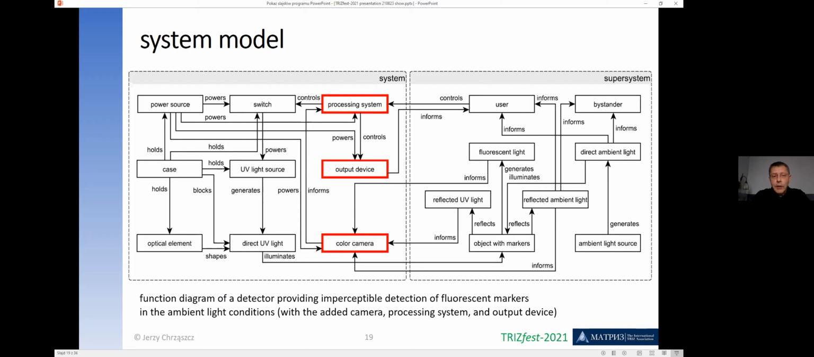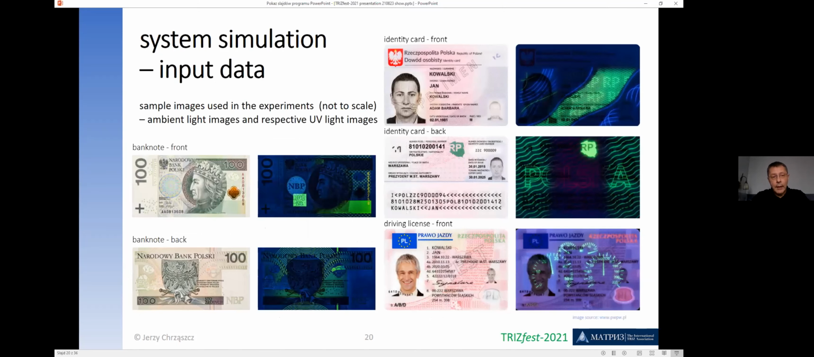By using weak UV light instead of strong one, we eliminated all harmful functions from the system. And now the main useful function of the system is to inform the user, not to illuminate the object. So this is a real detector. Several experiments were performed to verify the effectiveness and the perceptibility of the proposed method of detection. And we will discuss some results here.